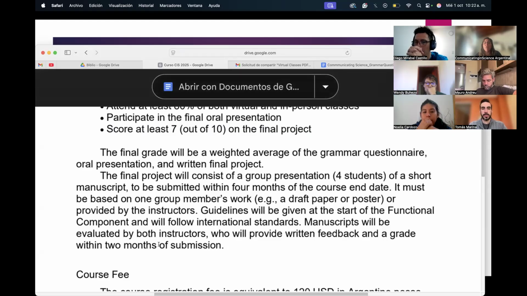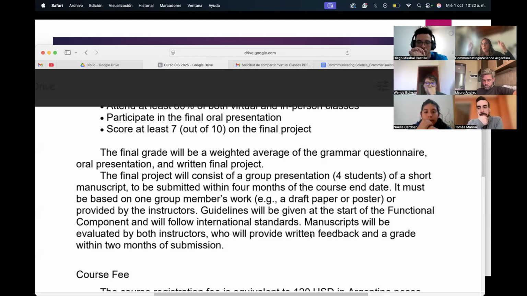The manuscript will be evaluated by both Tommy and me, and we will provide written feedback and a grade within 2 months of submission. If you send your final project sooner, you will get the grade sooner and the certificates sooner. So if we can all agree that you will submit the final project within 1 month after the course finishes, perfect.